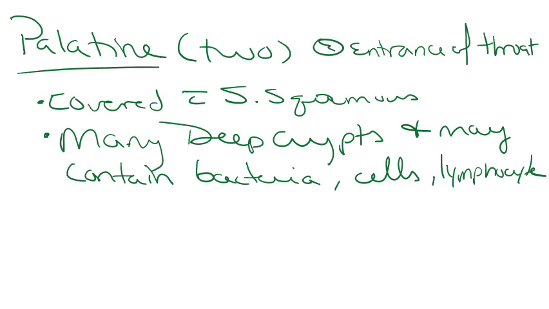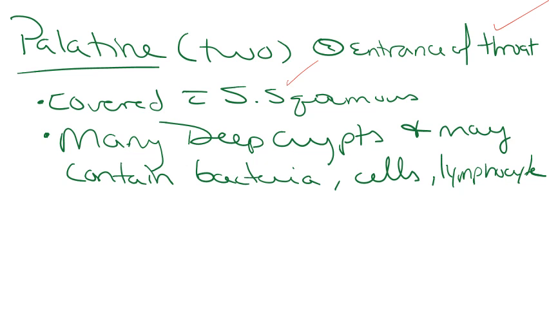Okay, so let's talk about our palatine tonsils. There's going to be two of them, and they're going to be at the entrance of the throat. They're covered with stratified squamous epithelium. Okay, you remember what stratified squamous is? Are you going to find it on your skin? Yes, but they're not keratinized. Keratinized is going to be on the skin. Stratified squamous here is not going to be on the skin. It's non-keratinized in the mucosal membrane.